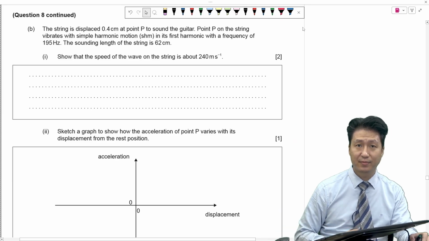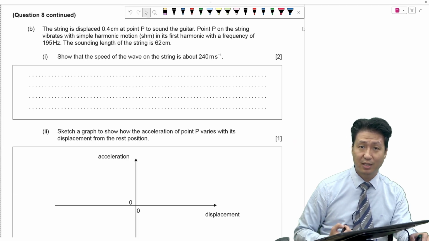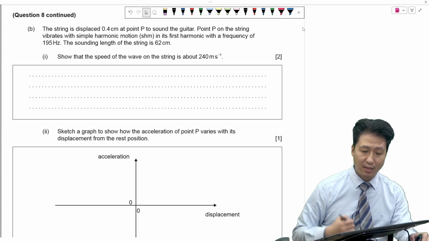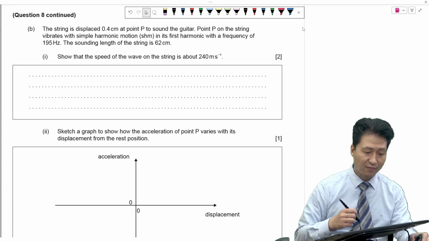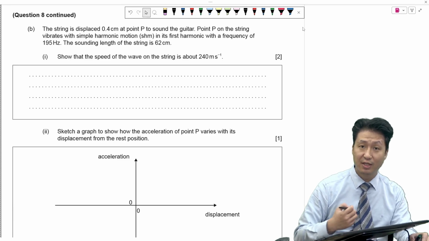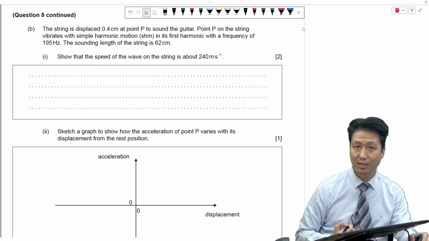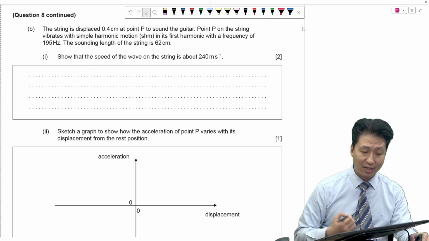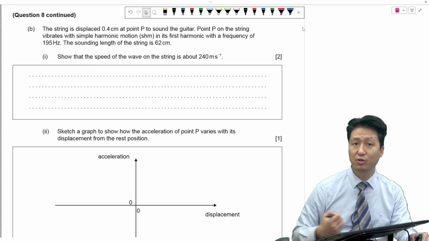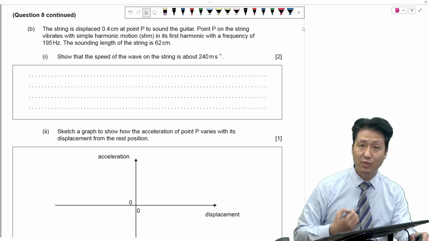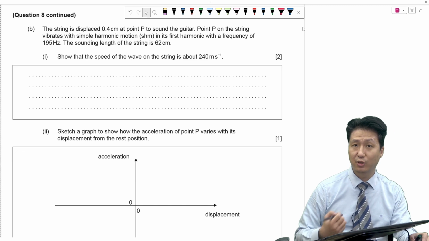Part B, the string is displaced by 0.4 centimeters at point P to sound the guitar. Point P on the string vibrates with simple harmonic motion in its first harmonic with a frequency of 195 Hertz. The sounding length of the string is 62 centimeters. Show that the speed of the wave on the string is about 240 meters per second.